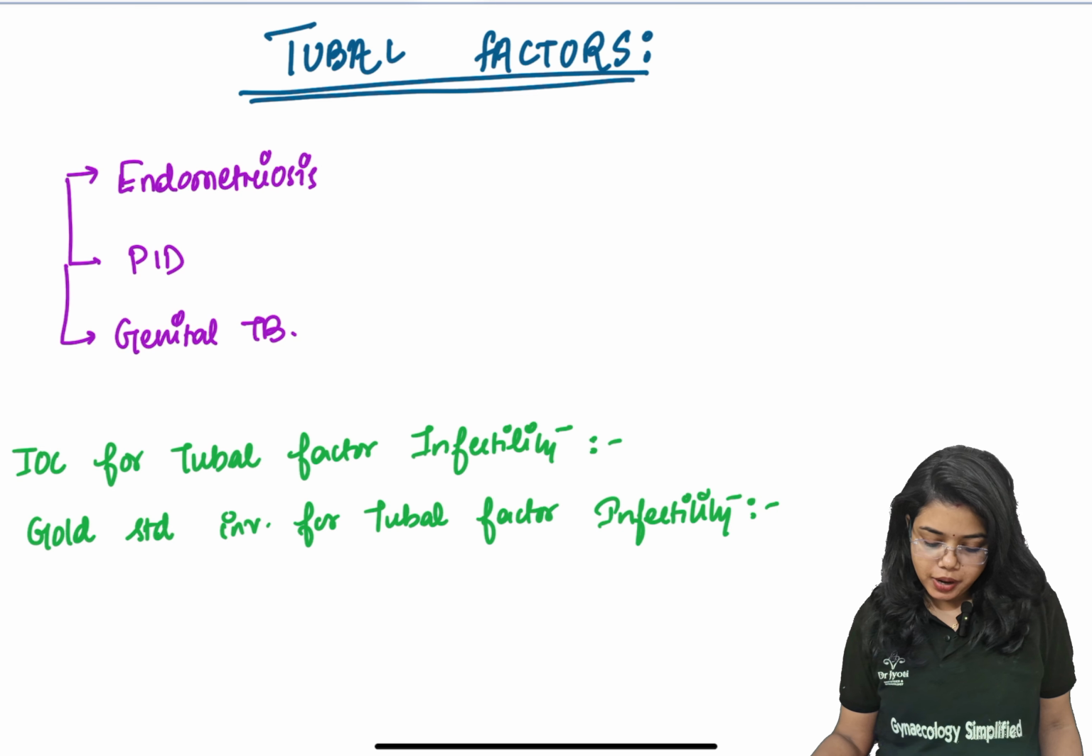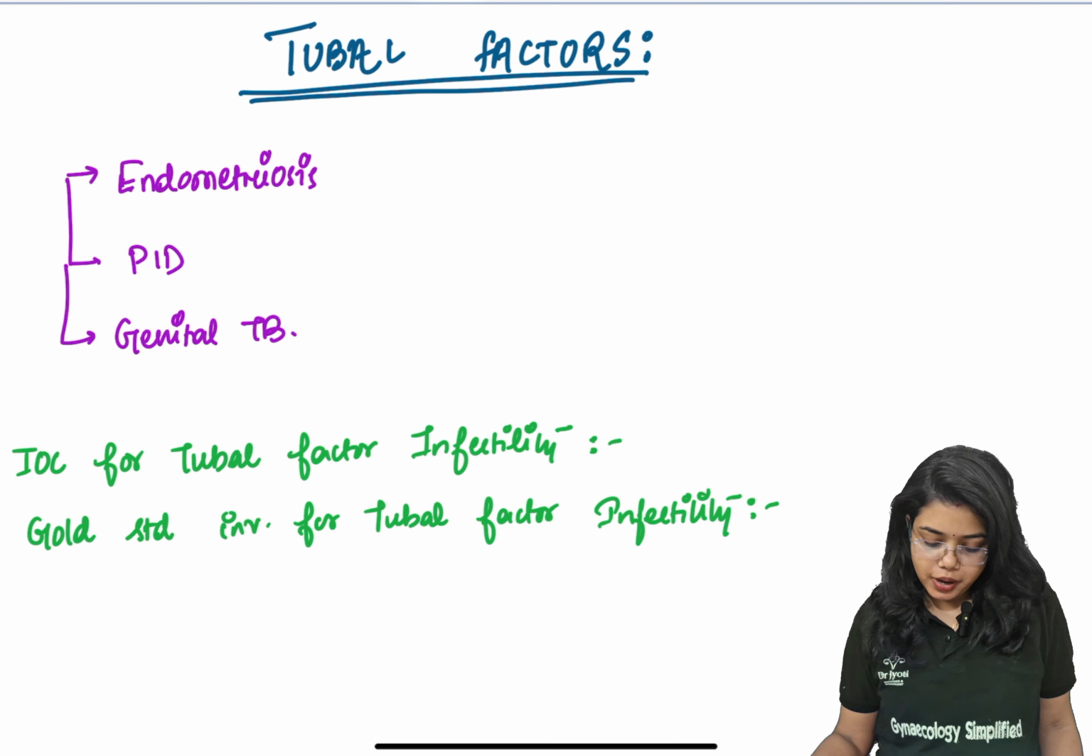Tubal factors are affected by endometriosis, pelvic inflammatory disease and genital tuberculosis. What does this cause? This causes distortion of the anatomy of the tube and decreased motility of the oocyte from the ovary to the uterine cavity. That leads to infertility. So, what are the causes? Endometriosis, pelvic inflammatory disease and genital tuberculosis.